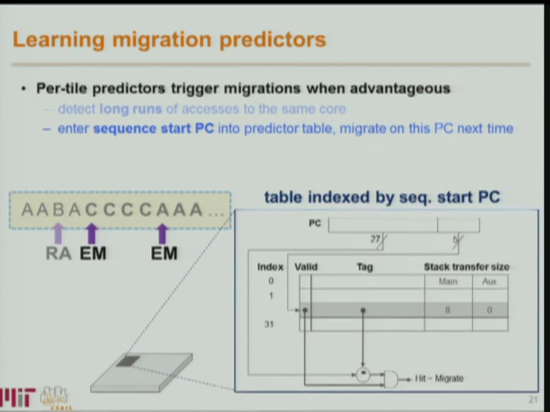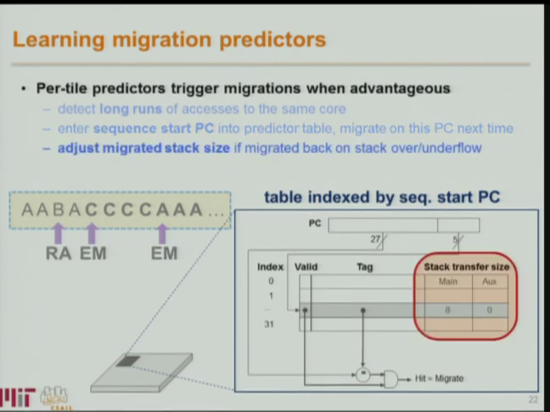And the next time you come to this instruction, it will already know that it should migrate on this address. Another thing that this predictor does is it decides how much of this thread context to take on the migration. You may recall that I said we have partial context transfers. And the way this works is, you start migrating a default amount.